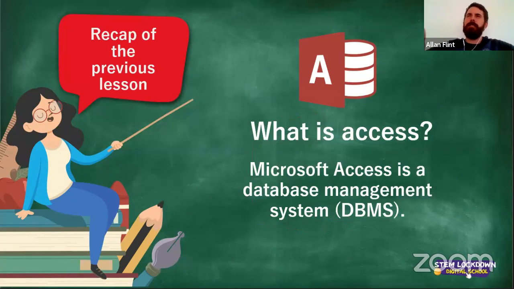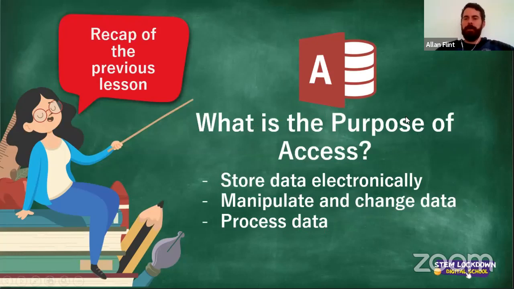Other information might be all the employees that work in your company. You will have their name, their surname, their date of birth, the date that they started working at the company, and their salary. All of this information will be stored in a database. The purpose of Access is to store all those examples that I just gave electronically. It is stored in electronic form, which means that it is generally safe and can't easily be lost. You can also manipulate, change and process that data as well.